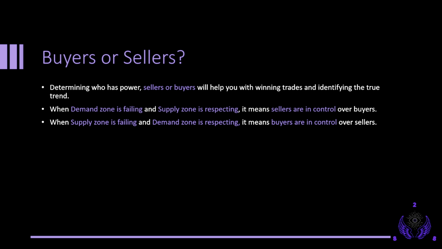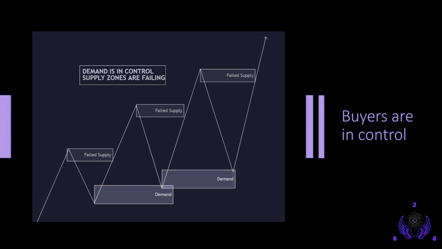When a supply zone is failing and a demand zone is respecting, it means buyers are in control over sellers. So buyers have control and sellers don't, because buyers have stronger orders and many more orders than sellers. That's why you should follow buyers and you will take out sellers. So sellers now are liquidity. And once the demand zone is failing, then buyers are liquidity. It's always the same. Let's talk about this example once the buyers are in control.